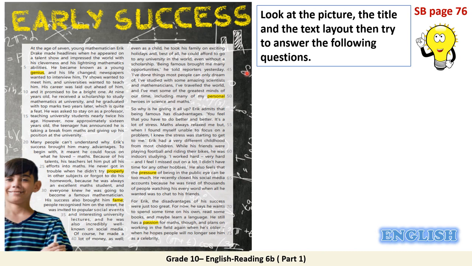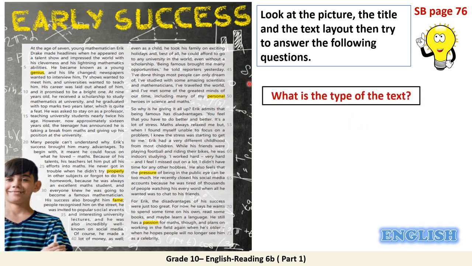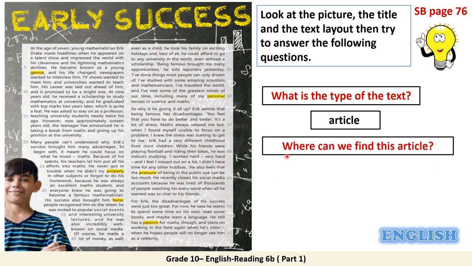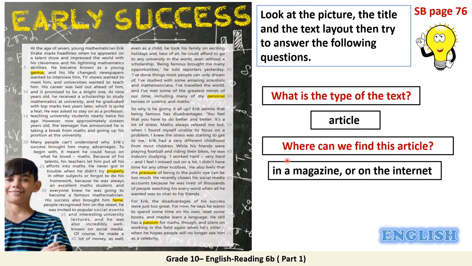Let's begin. The first question is, what is the type of the text? Pause, read through the text, and let's figure it out. The answer is, it's an article. Well done, everyone. Now let's move on to the next question. Where can we find this article? Pause and think. The answer is, we can find it in a magazine or on the internet.